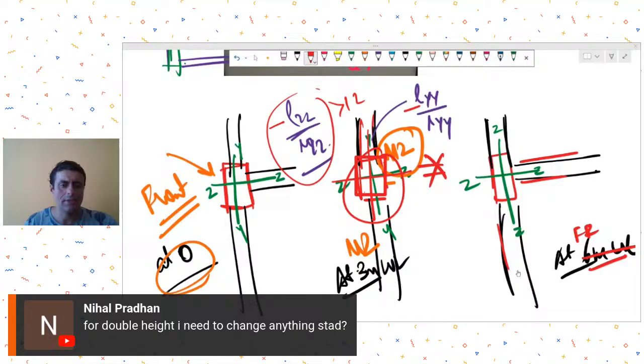Mr. Nihal Pradhan is asking, for double height, do I need to change anything? Yes, you need to give appropriate effective lengths to the columns. For the columns which are double height, that means they are only getting tied about one axis, you will have to give the appropriate effective length parameters.